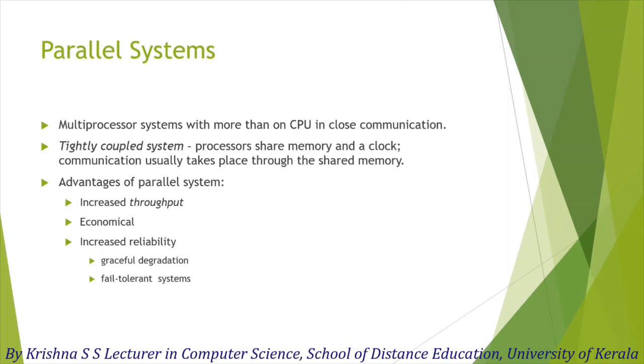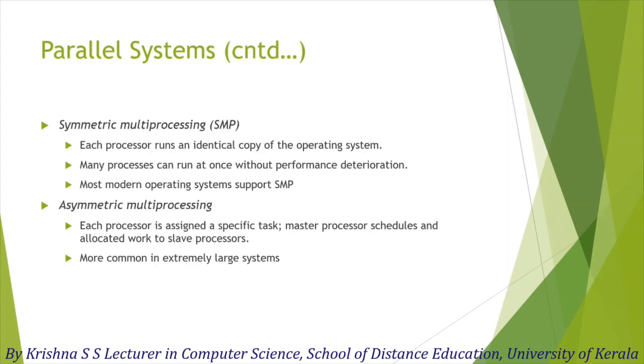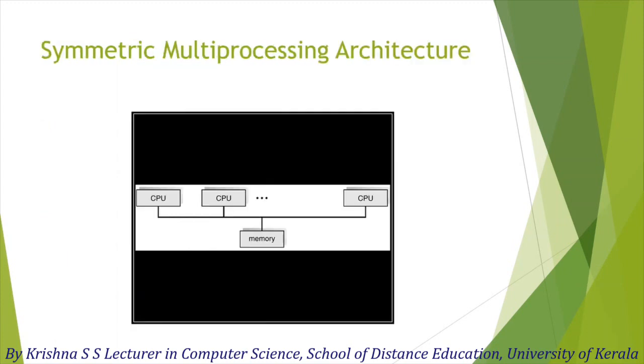The most common multiprocessor systems now use symmetric multiprocessing. In symmetric multiprocessing, each processor runs an identical copy of the operating system, and these copies communicate with one another as needed. SMP means that all processors are peers, and no master-slave relationship exists between processors. Each processor concurrently runs a copy of the operating system. See the figure here, where a typical SMP architecture is shown.